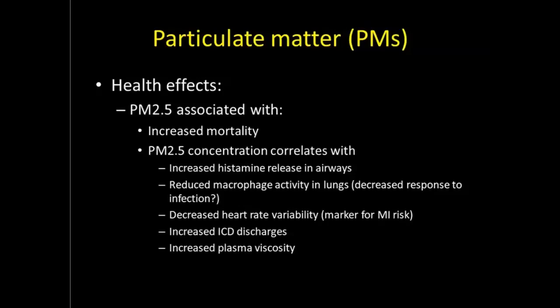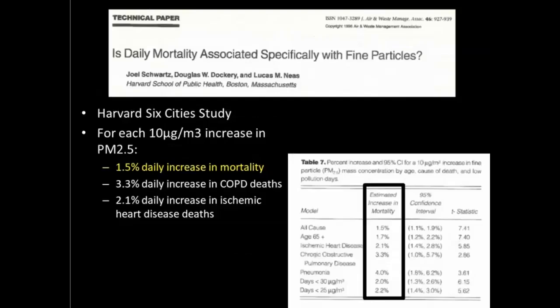So these parts of outdoor air pollution have a very, very clear association with mortality. And this was shown in a very nice paper called the Harvard Six Cities Study, which correlated increases of particulate matter 2.5 with mortality. Every 10 microgram per meter cubed increase correlated with a 1.5% daily increase in all-cause mortality, which is a fairly large amount, and then an increase in ischemic heart deaths and COPD deaths as well.